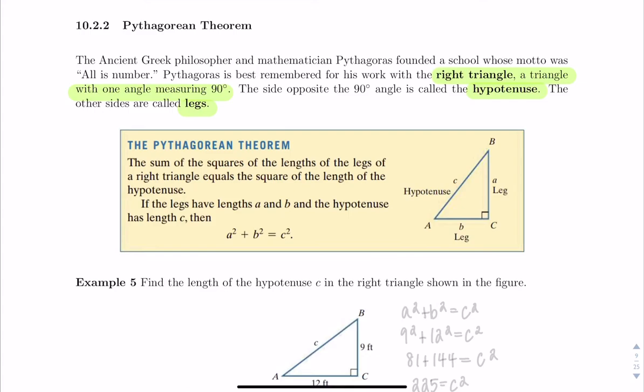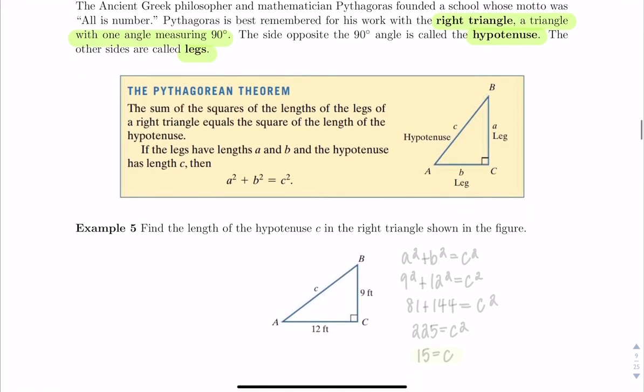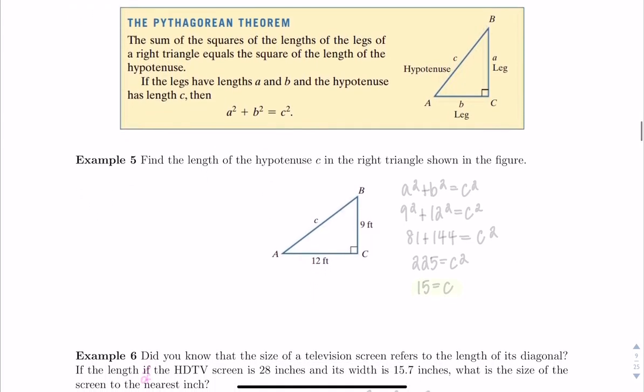And so what you guys usually know this as is a squared plus b squared equals c squared, where c is the hypotenuse and a and b are the shorter legs. And the hypotenuse will always be the longest side. So we want to find the length of the hypotenuse c in the triangle shown below.